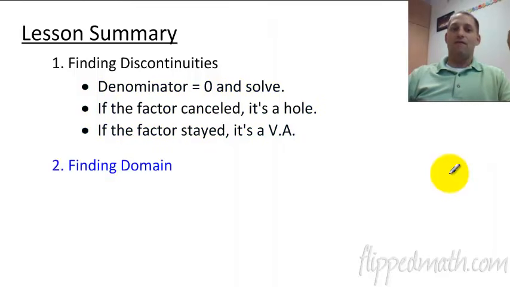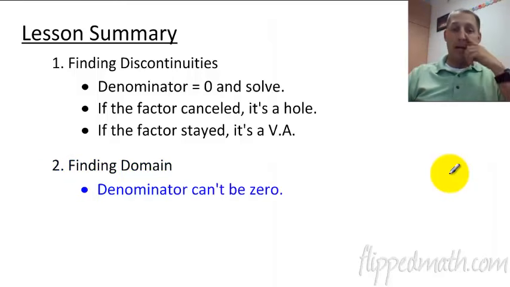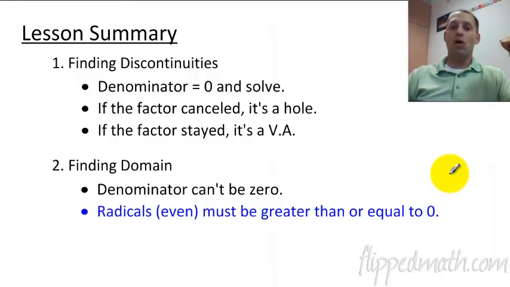Now, finding domain. If you have to do both of them together on the same problem, it's easier to find the domain first. Find the domain first, and that helps you with discontinuities. Finding the domain is that the denominator can't be 0. So it's kind of like the discontinuities, but you say it can't be 0, and you also have to have positive or 0 under a radical. You can't have negative things under a radical. Well, an even radical.